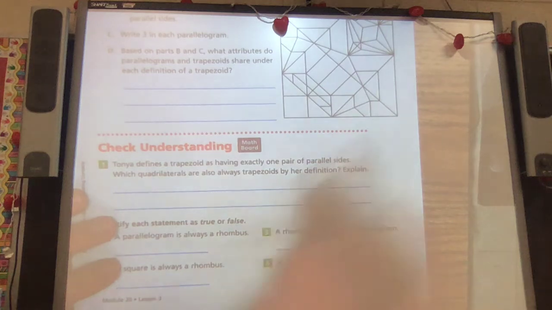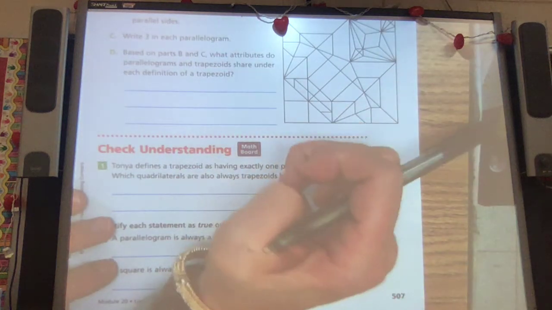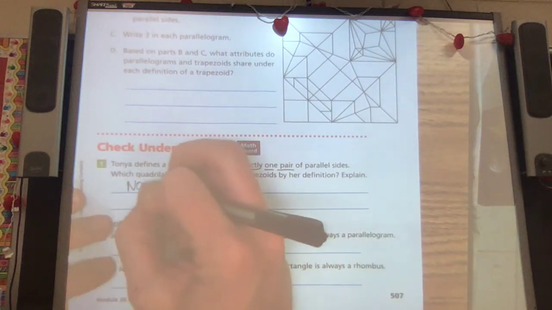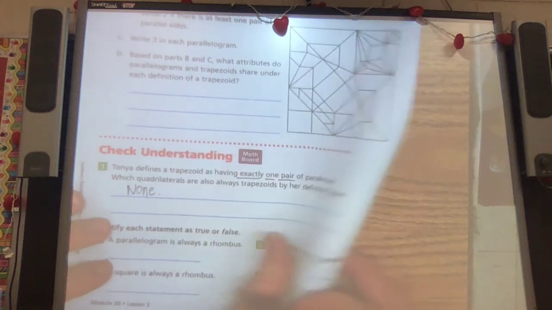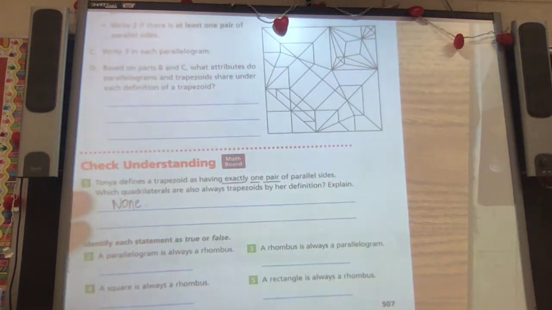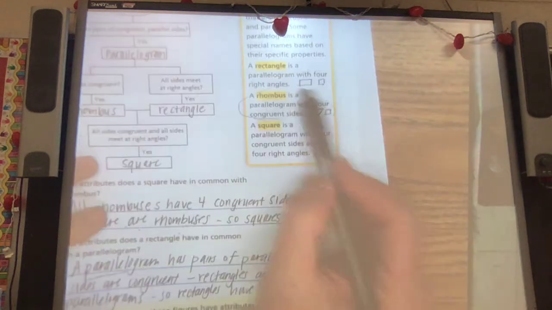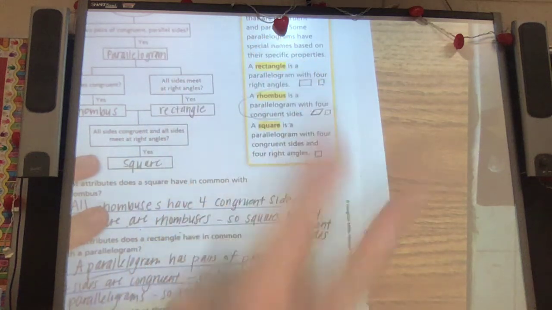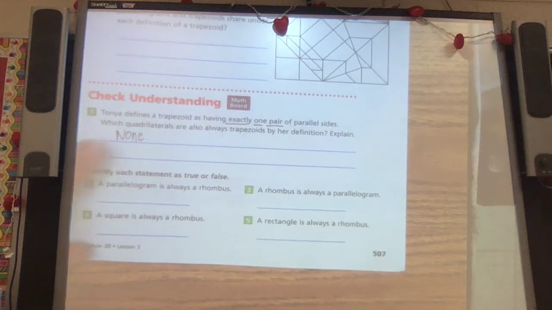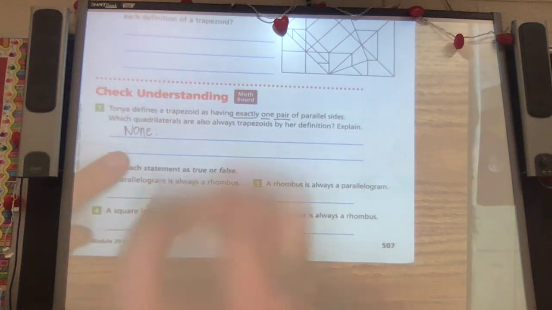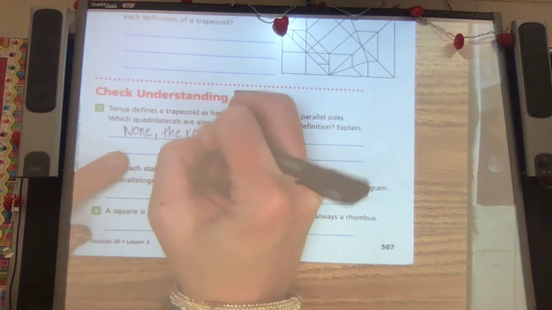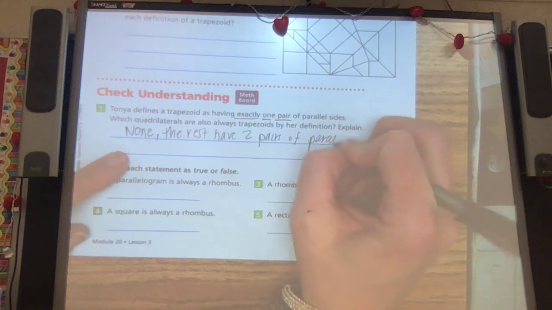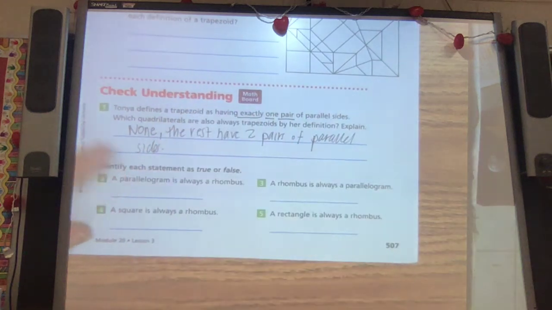It says what other quadrilateral that we've learned about is that way. So exactly 1 pair. There would be none, because the ones we talked about, like the parallelogram, the rectangle, the rhombus, and the square, they all had 2 pairs of parallel sides. So the trapezoid is very unique. None of the rest have exactly 1 pair, they have 2 pairs of parallel sides. Okay?